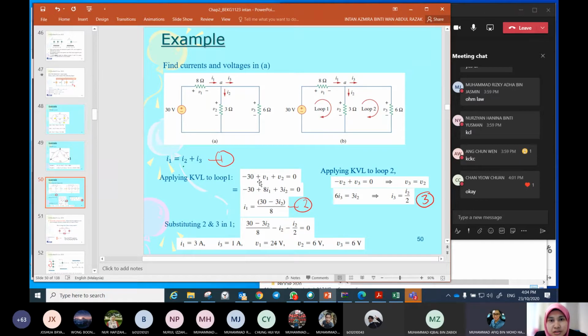Can, and then you will get 30 is equal to V1 plus V2, right? Yes, correct. Same like this. 30 is equal to V1 plus V2, right? Yes. Okay. Actually, what is I2? Missing here. I2 is equal to?